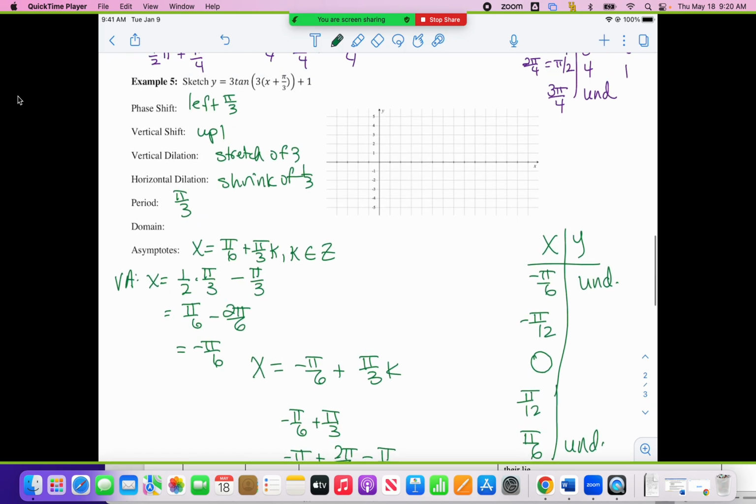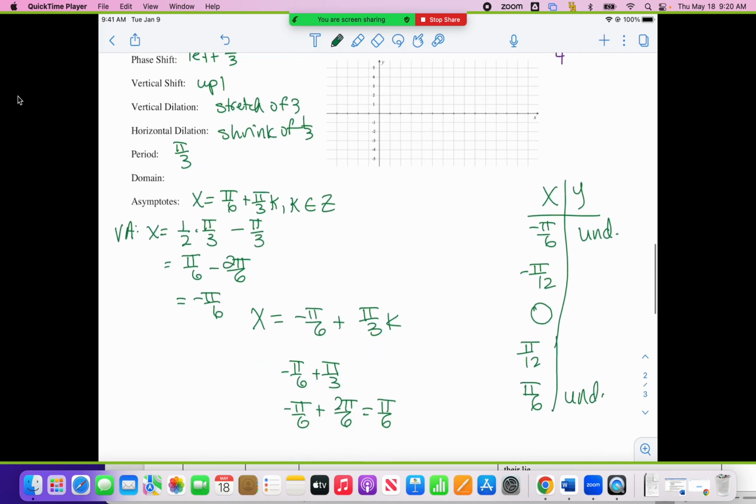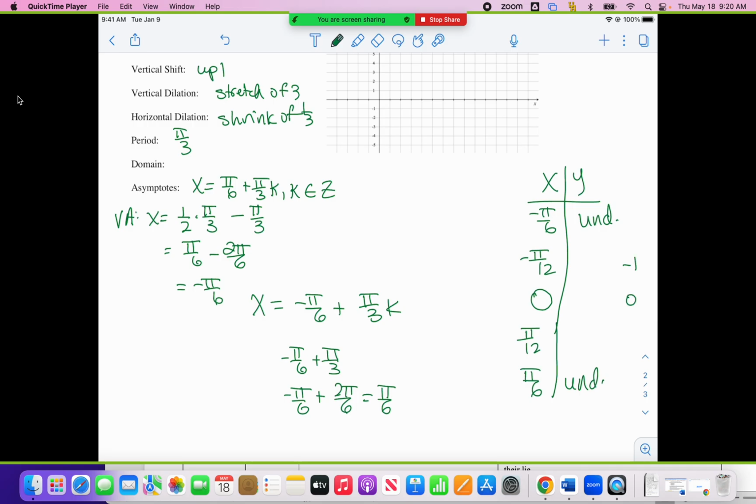Now you're going to have to multiply by 3 because the number out front is 3, and then shift it up 1. So this normally goes negative 1, 0, 1. So that'd be negative 3 plus 1. 0 times 3 plus 1. 1 times 3 is 3 plus 1 is 4. So you're doing 3y plus 1 is what's happening.